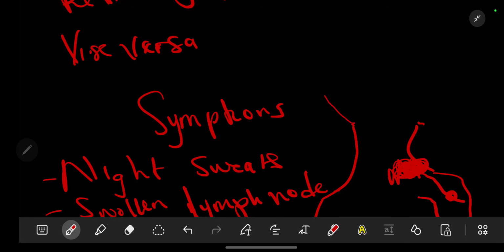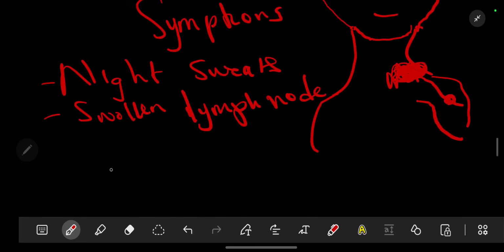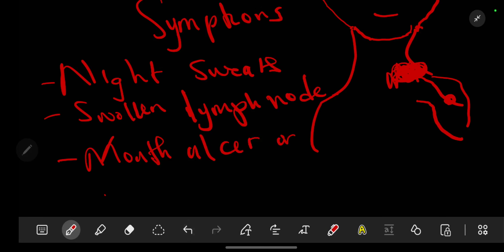So this is the head of someone. Hope you are able to see that this is the head of someone. It's just bald. So the thoracic lymph node is found on the neck. So swollen lymph node is one of the signs and symptoms. We also have what we are going to call the mouth ulcers, or a white tongue.